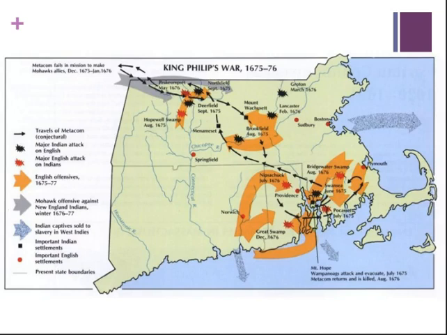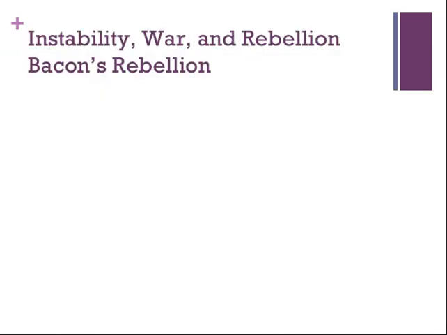So here we can see King Philip's War. We can see the map of it, Massachusetts majority. But we can see the locations where they went, what they were experiencing, the war they were fighting.